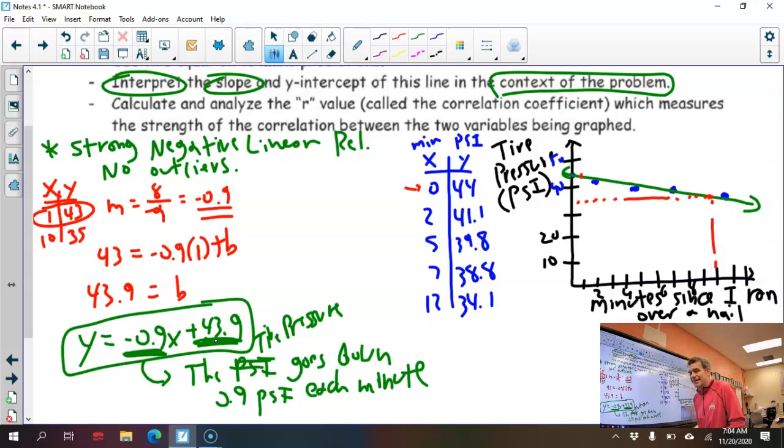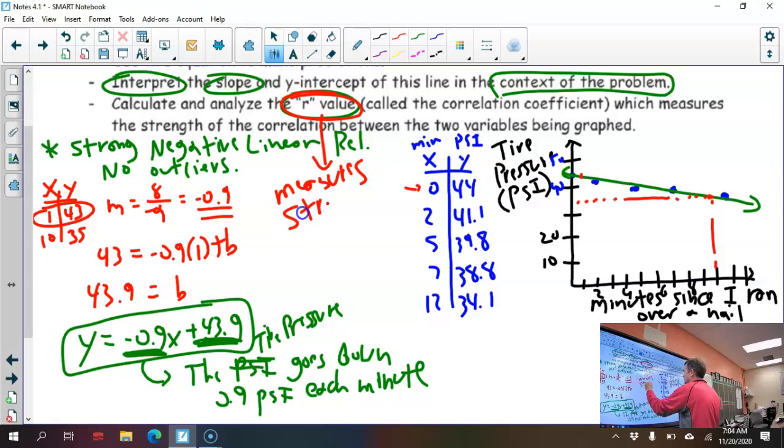So the next thing, and now we're going to start talking technology. Okay, I know this is a long video. It gets to the good stuff right now. We're going to talk the R value. This is where we start talking technology. What does the R value actually mean? Well, the R value measures strength. It measures the strength, and your calculator will do this for you. It measures how much scatter there is.